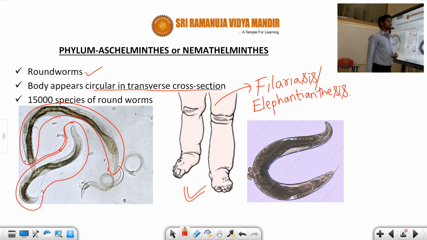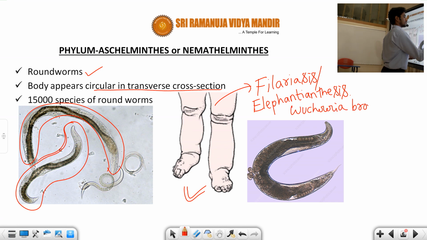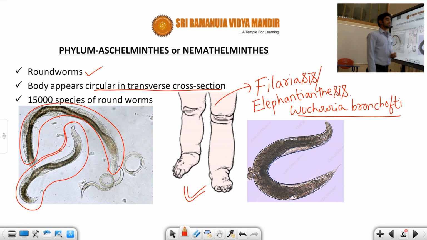There is an Aschelminthes or Nematohelminthes species named Wuchereria bancrofti. Wuchereria bancrofti is the causative organism. It generally affects the lymphatic vessels of the lower limbs, and the vector here is the female Culex mosquito.